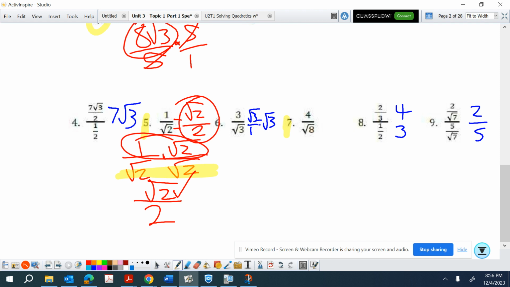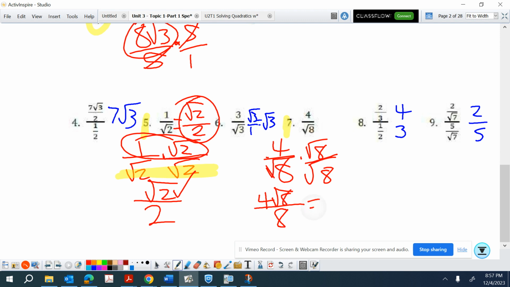Number 7, I'm not sure which I'm dealing with yet because I need to rationalize. Rationalize means multiplying by 1. I'm going to do 1 in the form of square root of 8 over square root of 8. Square root of 8 times square root of 8 is 8. And then it becomes 4 times the square root of 8.